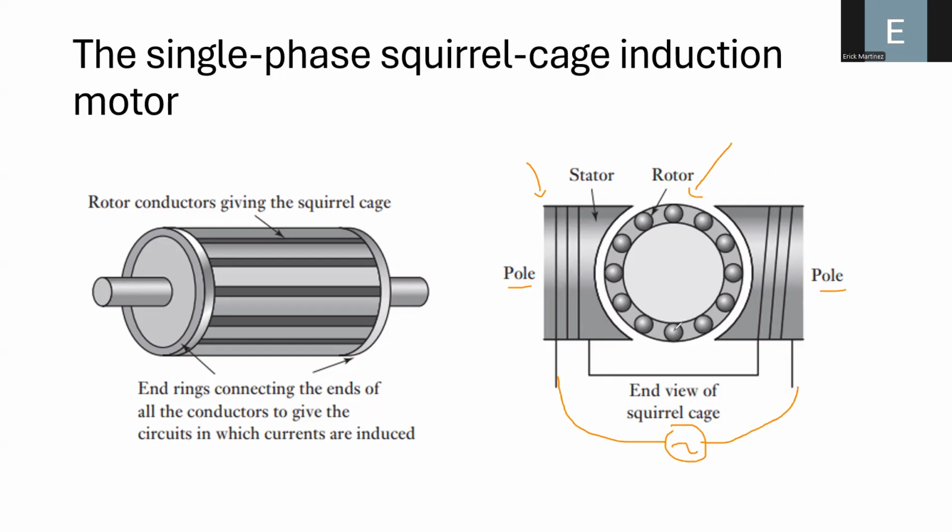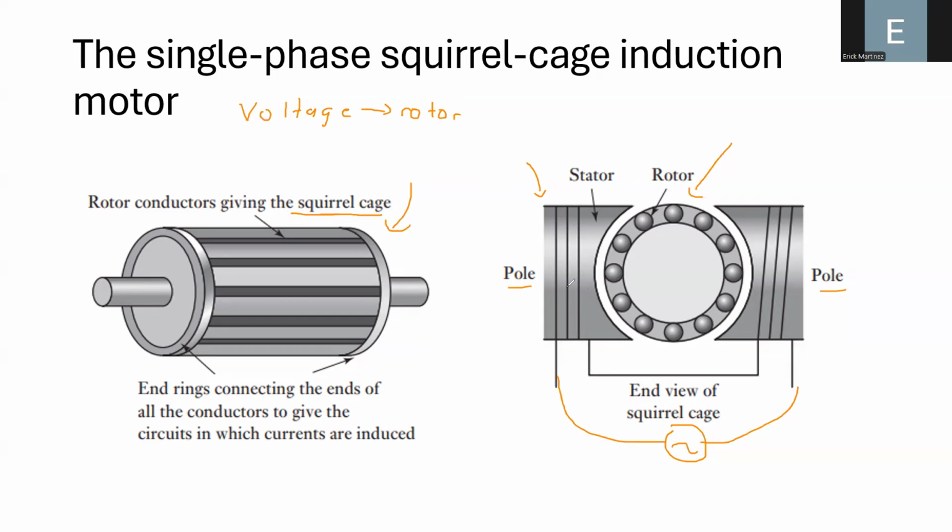And in the rotor, we have a conductor that has the form of a squirrel cage. That's why we call it a squirrel cage induction motor, because in the rotor we use a conductor that is arranged in a way that is very similar to a squirrel cage. The reason for using this squirrel cage structure is to ensure that we can induce a voltage in the rotor. The main idea is that we want to induce a voltage in the rotor.